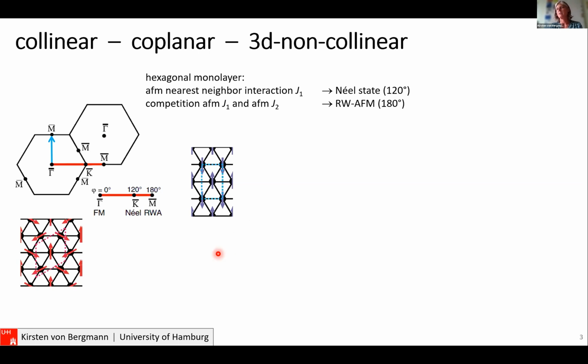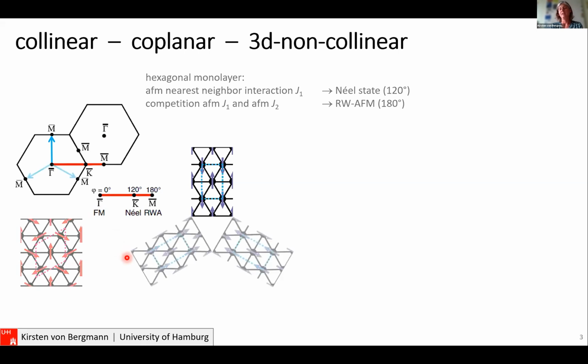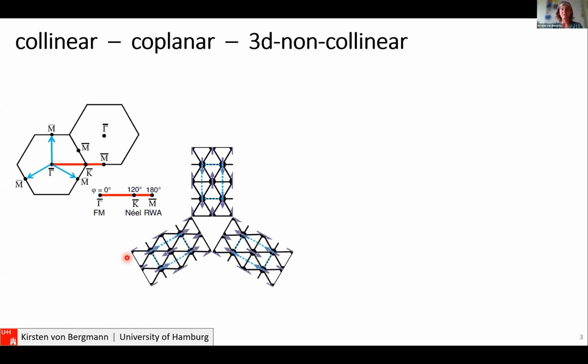And these states can be described by Q vectors in the Brillouin zone. So at the gamma bar point, you always have the ferromagnetic state. And then if you move to the K point, you go to the Néel state, 120 degrees, that's depicted here. And then if you continue to go to the M point, you have 180 degrees between the rows. And now you can already see that there are, of course, in one Brillouin zone, 3 different M states. So you can have rotational domains of this rowwise antiferromagnetic state.